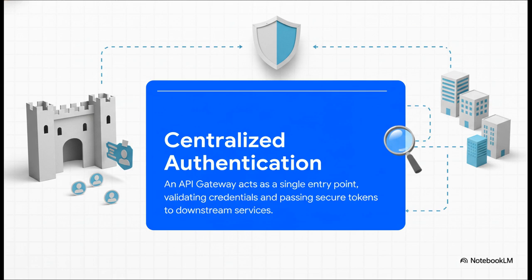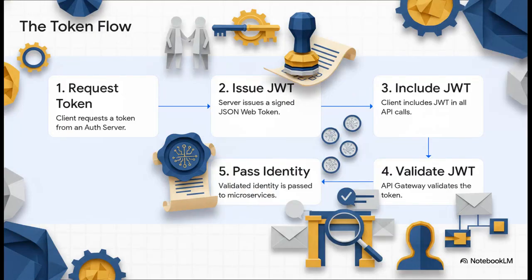Once it verifies who you are, it hands you a trusted stamp, and you can go talk to any of the internal services. This is amazing because it means your individual microservices don't have to worry about security. They just have to trust that any request coming from the gateway is legit. So how does this work in practice?